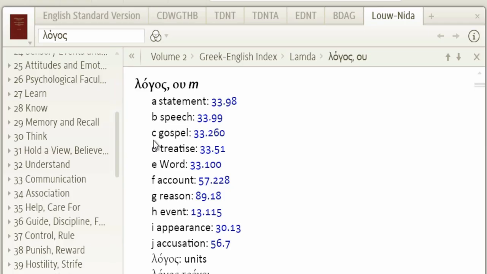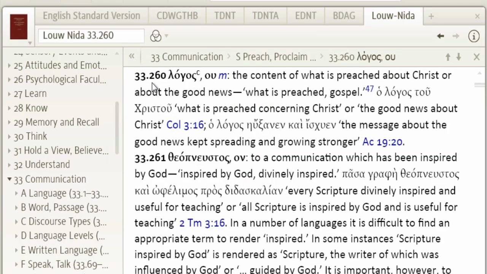Let's take a look at the use of the word logos as gospel. Now I just want to walk you through the content of this article. Here you have the Louw-Nida number that we saw in the previous screen, along with the Greek word here, and of course the grammatical gender specified here.